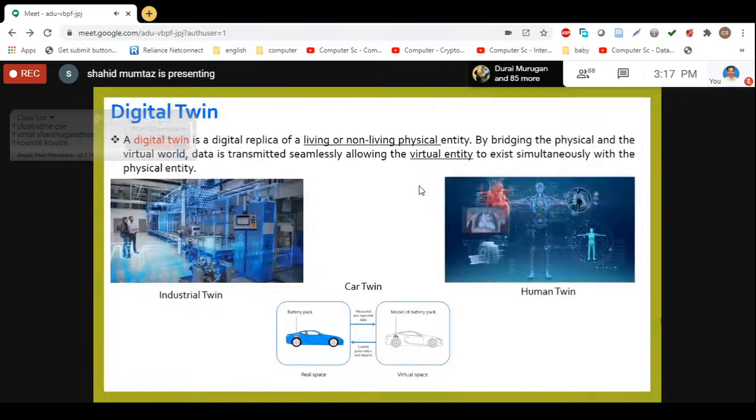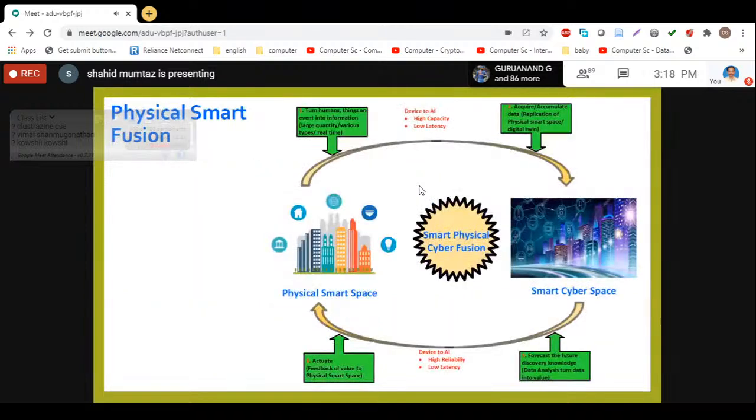It is the same with the human body. The doctor doesn't need to open the heart all the time, since the data is coming from outside the human body, and the doctor can virtualize the heart and kidney, so we can do a lot of efficient things. For this technology to come, we have a lot of challenges of throughput, latency, and others, which you will see in the coming years. So this is the fusion between the physical smart space and the smart cyberspace.